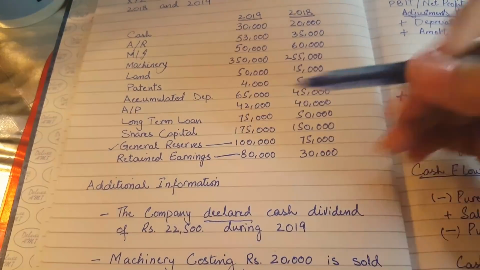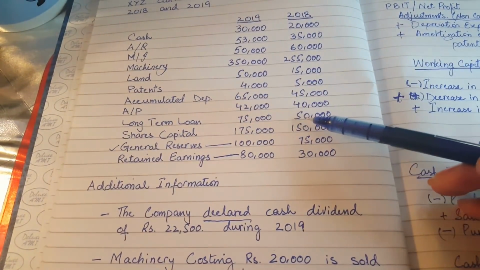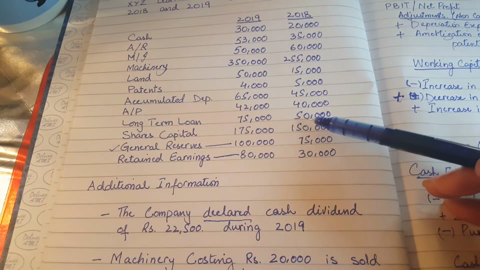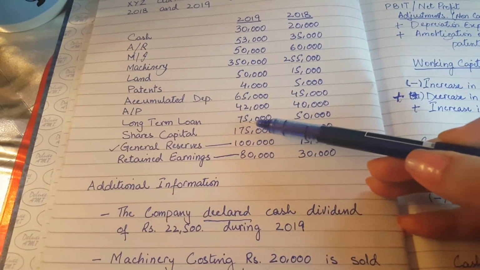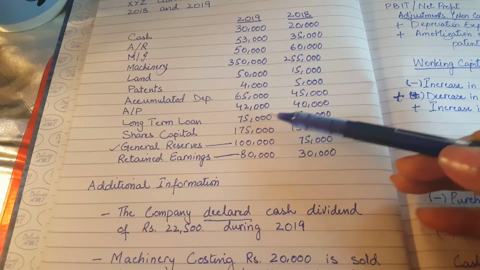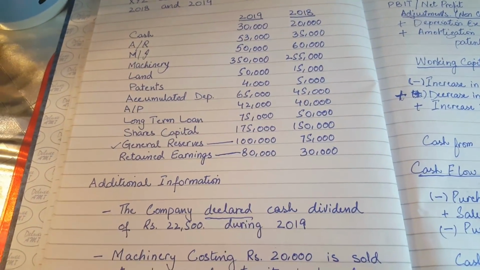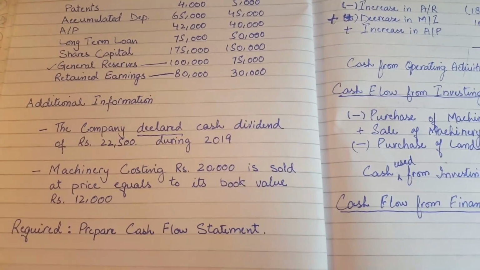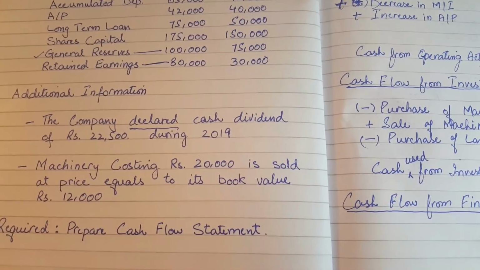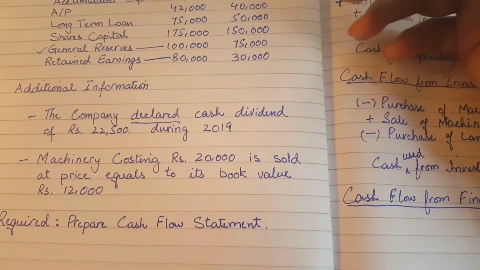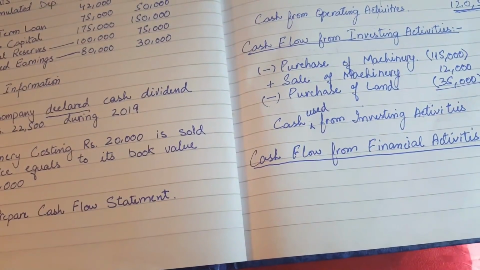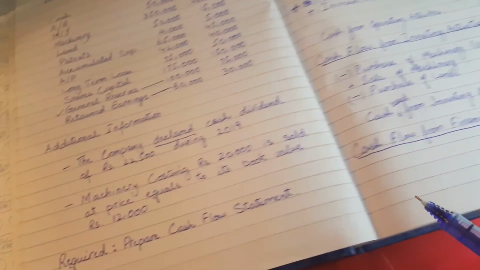So here we see a long-term loan. A long-term loan value, opening balance is 50,000, whereas the closing balance is 75,000. It means there is an increase in loan value, which means that there is an inflow of cash. Now cash has increased due to this loan value. So difference will be the difference in this amount. These two amounts will be considered as inflow and will be added here.